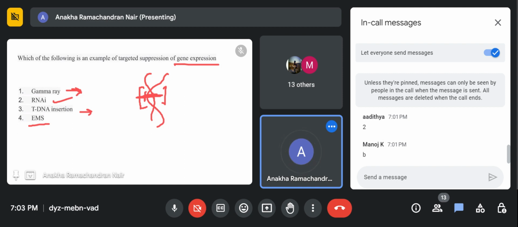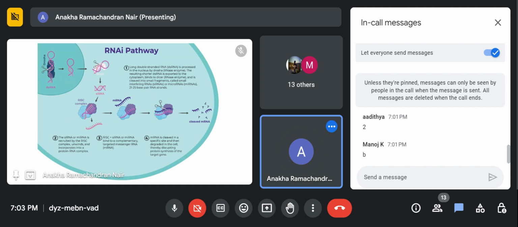Okay, so how that works is, as you can read here, a long double-stranded RNA, that is dsRNA, is processed in the nucleus by Drosha, that is an RNase enzyme. It will result in a short double-stranded RNA fragment that is exported outside to the cytoplasm. Okay, and that will bind to the Dicer, that is an RNase enzyme, and be cleaved into even smaller fragments called small interfering RNA, or microRNA.